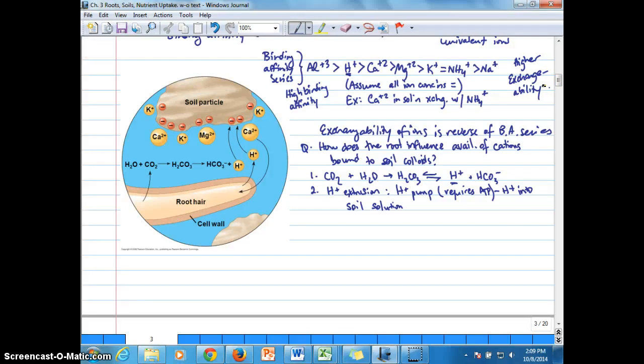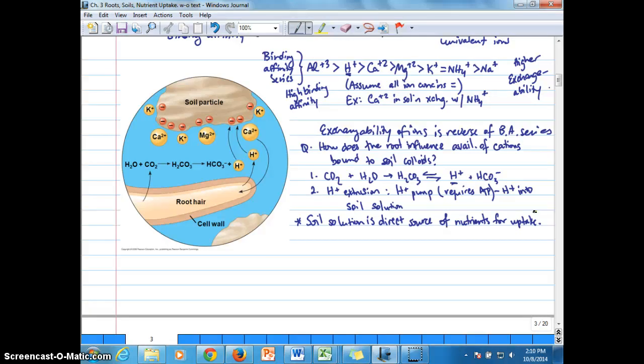Okay, so after this exchange of cations and the cations enter the soil solution, we could say ultimately that the soil solution is the direct source of nutrients for uptake. So that's where the plant is getting its nutrients directly from.